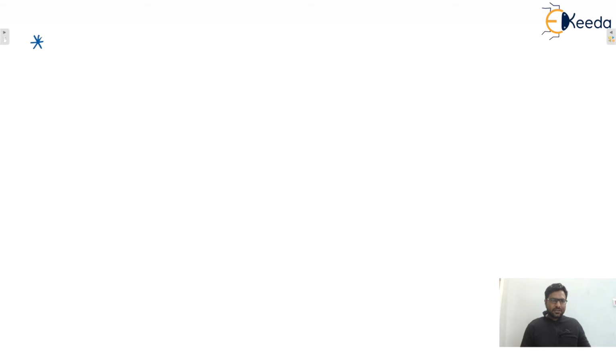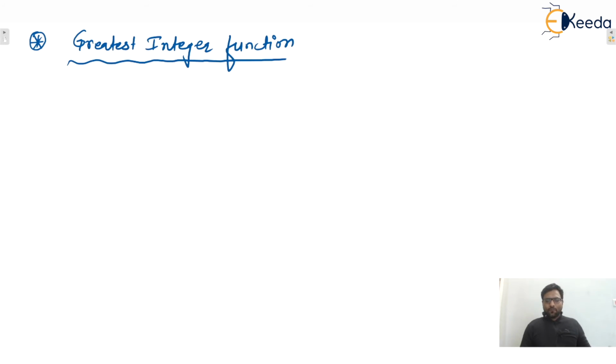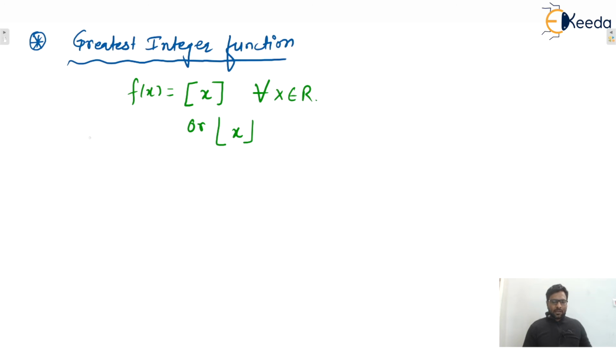Let's say greatest integer function, or it is also known as the floor function, isn't it? f(x) equals, yes, this is represented with this box sign, for every x belongs to the set of real numbers, or it is represented like that also, floor value of x.